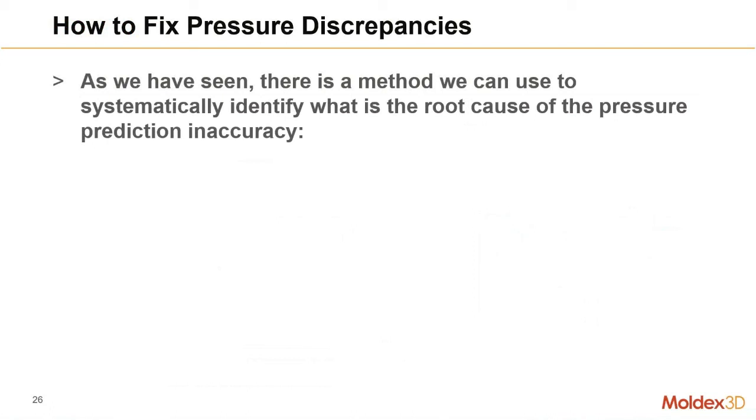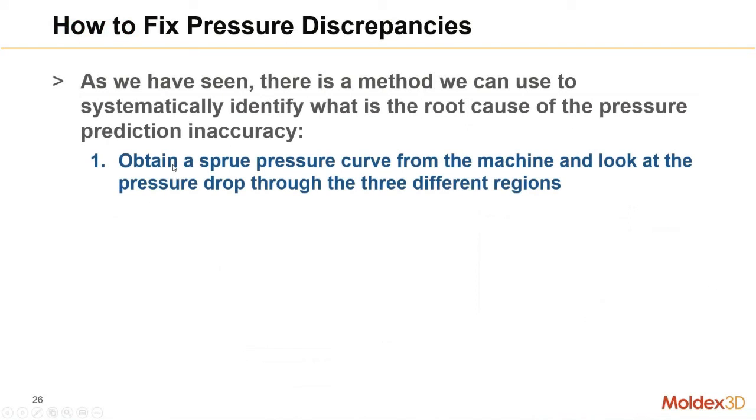So there's one main method that is used to systematically identify what is the root cause of the sprue pressure prediction. First of all, we need to obtain a sprue pressure curve from the machine and look at the pressure drop across 3 different regions. You remember the 3 different regions are the feed system, the part, and after the VP switchover. The feed system also includes the nozzle. For anybody that's confused out there that doesn't know why I didn't include nozzle, we include the nozzle with the feed system. So the whole feed system, then the part geometry, and then whatever happens after the VP switch.